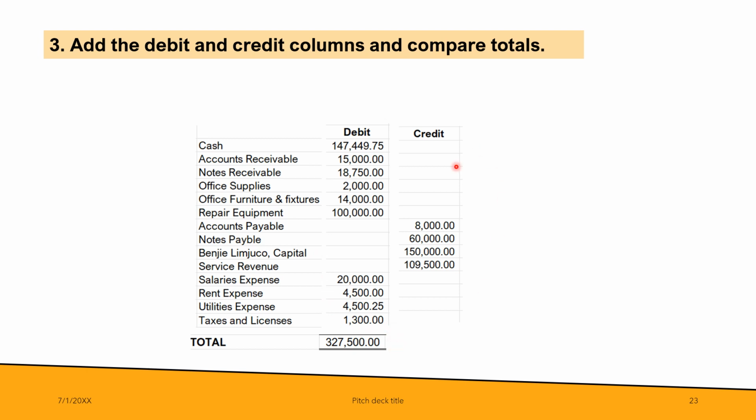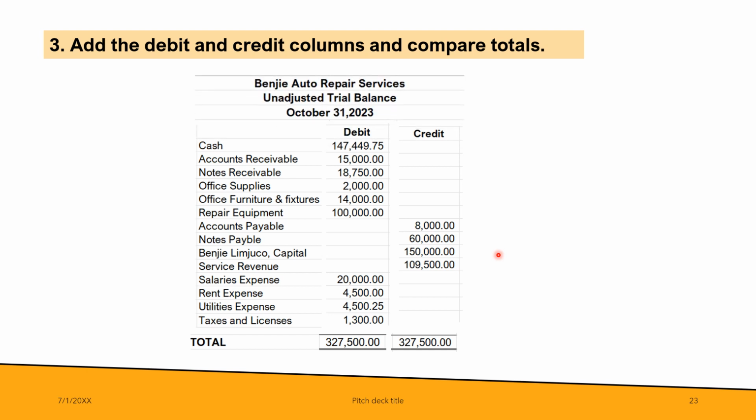So if you get the total of this debit column, you will arrive at 327,500. Is it the same for our credit column? Let's check. 8,000 plus 60,000 plus 150 plus 109,500. Yes, you will also get the same total credit amount. So in this case, our debit and credit columns are equal. And don't forget to include your heading. You have the name of the company, the name of the report, this is the unadjusted trial balance, and the period.